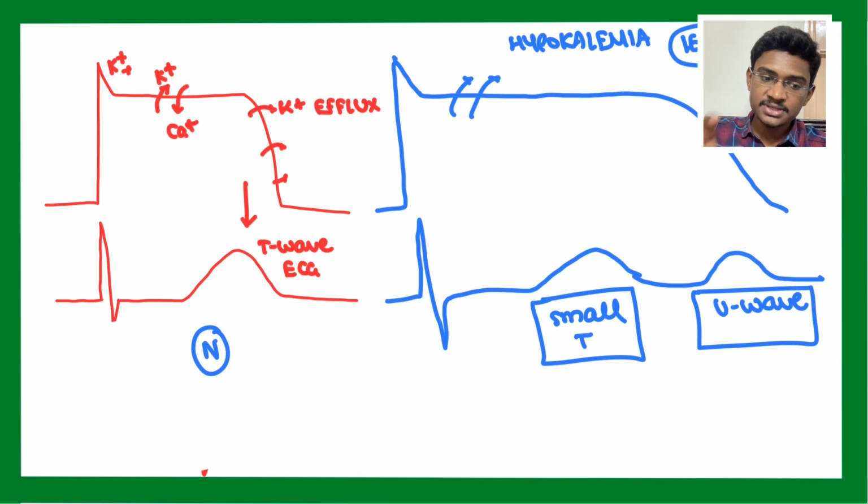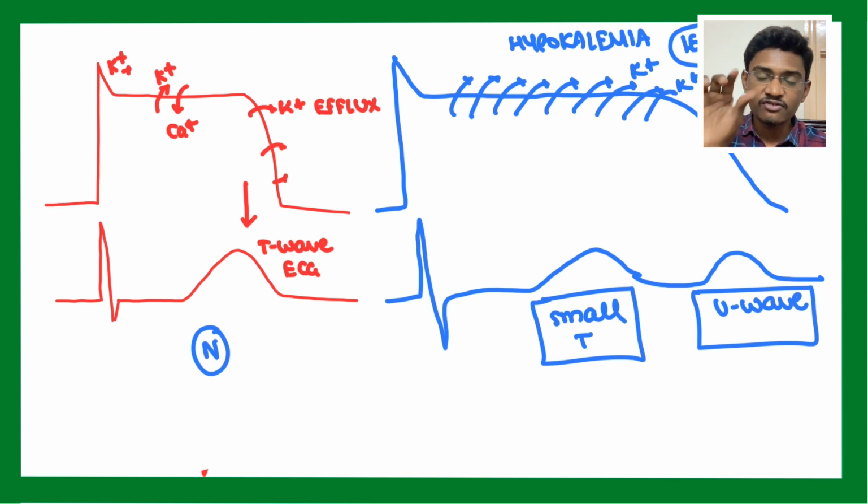So this K plus efflux will be prolonged to that extent that the T wave will be split into two: a small initial T wave followed by a large U wave. So this is called the U wave. If you find this short T wave and a large U wave, it is nothing but hypokalemia, and the patient has fatigability because of this hypokalemia and muscle weakness.